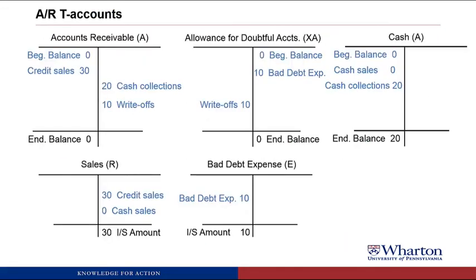And then for our T accounts, we can also create balances for everything. So you can see we have an ending balance of 0 for accounts receivable and for the allowance account, a balance of 20 in cash, a balance of 30 of sales, and a balance of 10 for bad debt expense.